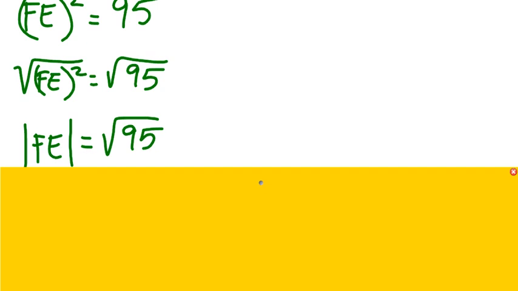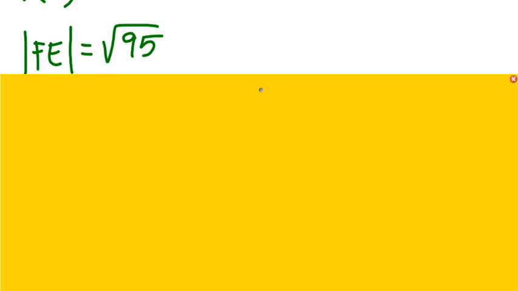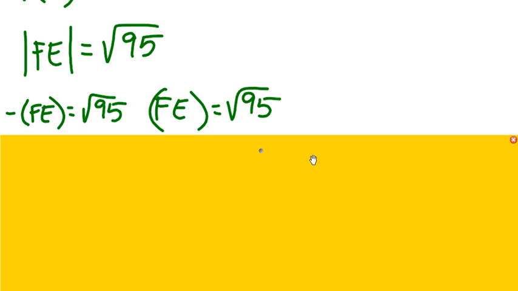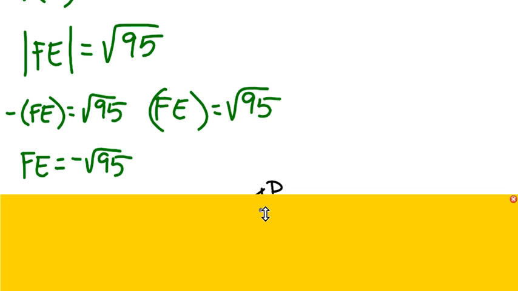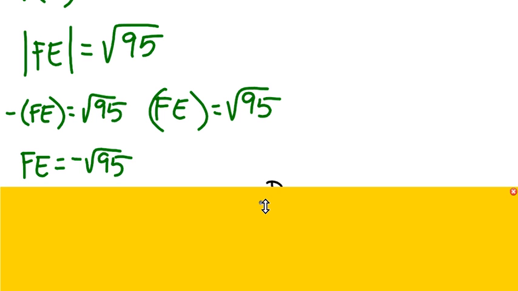From previous lessons, we know that when you take the absolute value, you're traveling the distance to the left and right of 0. So we're going to set up going to the left and right of 0 and solve accordingly. Here we would divide by -1 and divide by 1. So here are our two results. Now we have to remember, because it's a side length, we can only have a positive value. So the length of FE has to be the square root of 95.